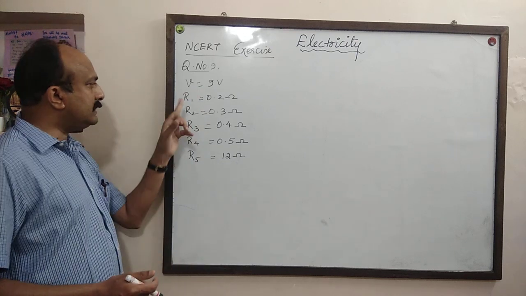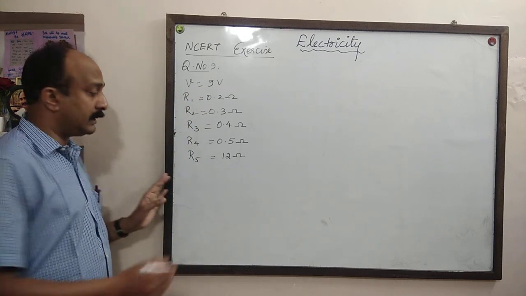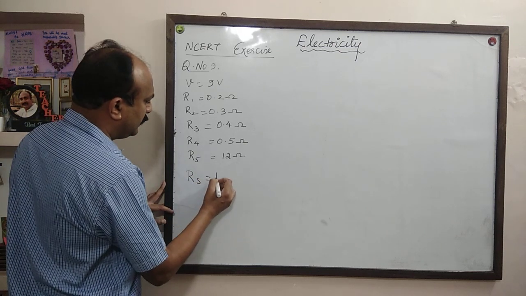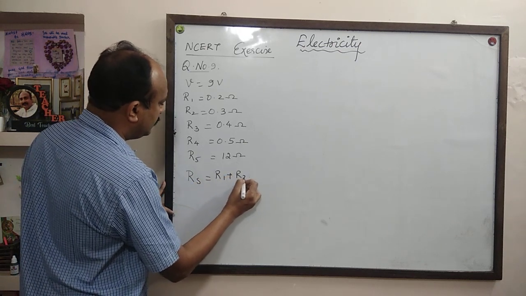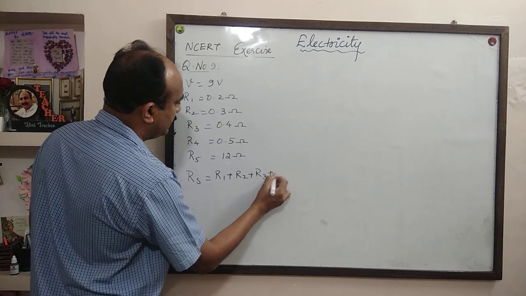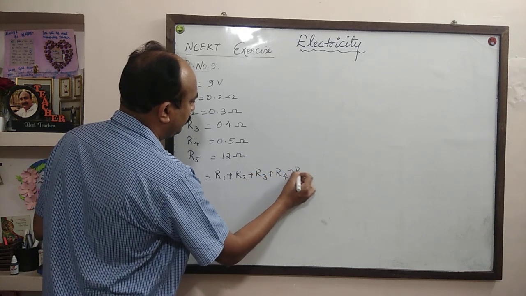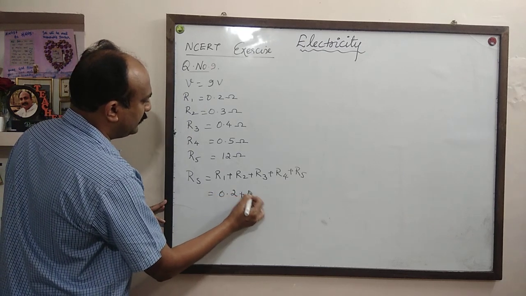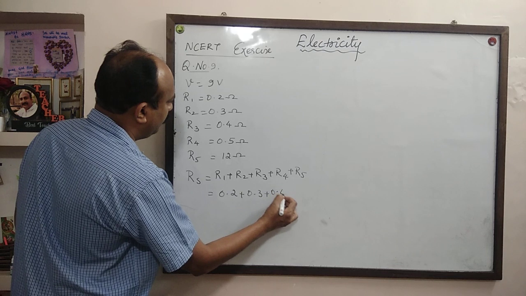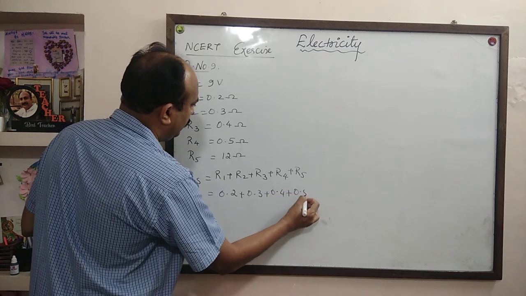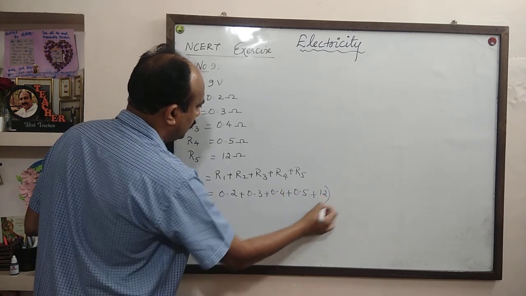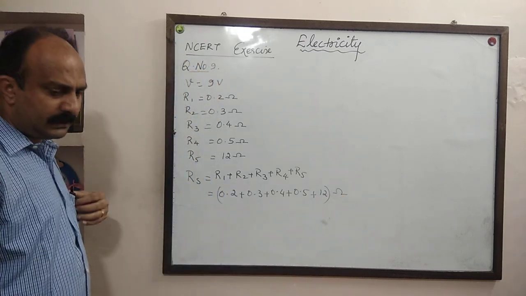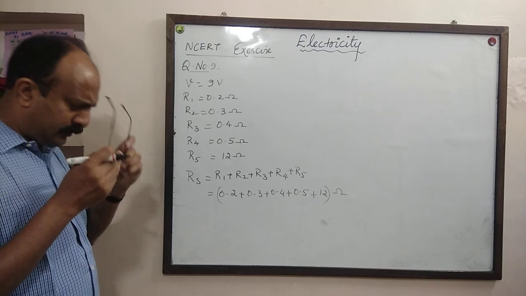We know that V is given, and R1, R2 to R5 are given. So first of all we have to find RS. RS is equal to R1 plus R2 plus R3 plus R4 plus R5. Putting the values: 0.2 plus 0.3 plus 0.4 plus 0.5 plus 12 ohm. And this is how much?